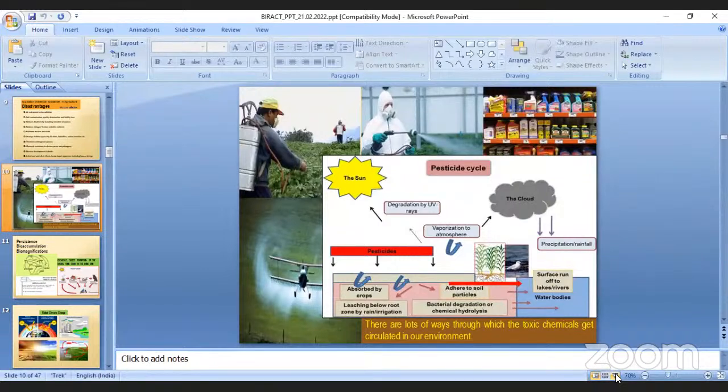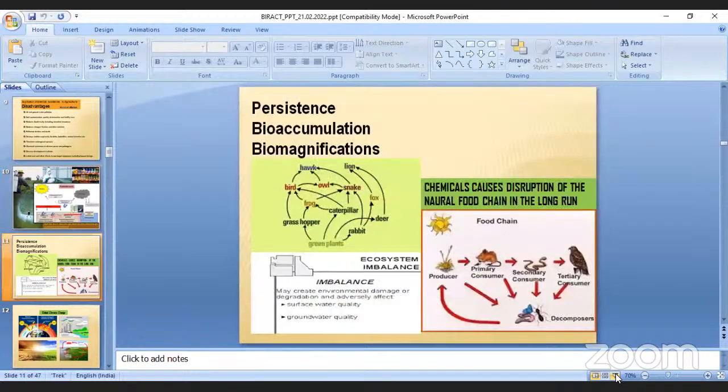I'm showing the pesticide cycle. You see, we are applying pesticides, they get absorbed by the crops, and they also leach into the soil. They get surface runoff, then they are deposited in the nearby lakes, rivers, and water bodies, and ultimately they are causing lots of problems. And ultimately, again, they go for vaporization, and they get deposited in our cloud systems, and ultimately come down with rainfall. And again, we are getting these chemical toxicants in our environment. So these are the worsening effects of these chemical pesticides in the agricultural system. So now what is happening?